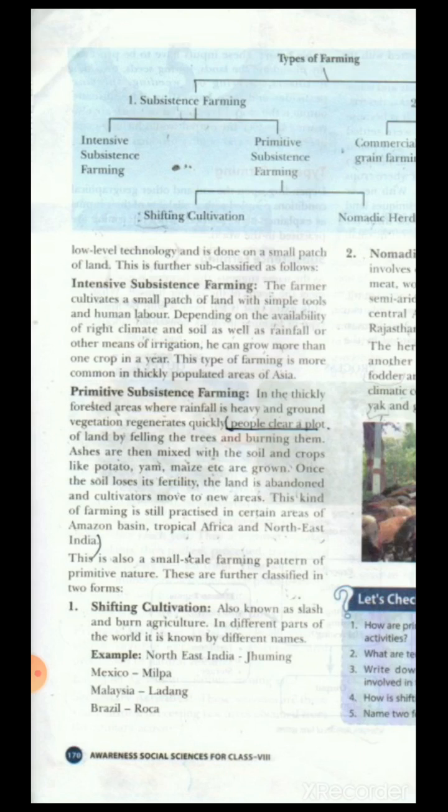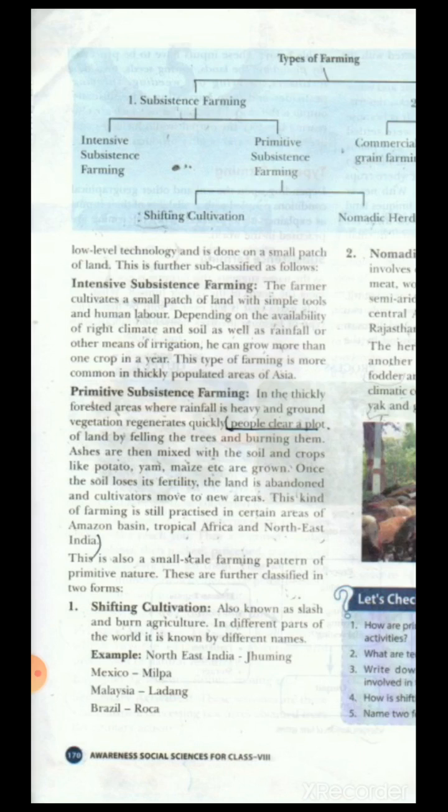Shifting cultivation is known by different names in different areas. It is known as jhuming in India. In Mexico, it is known as milpa. In Malaysia, it is known as ladang. In Brazil, it is known as roca. Shifting cultivation is practiced in the thickly forested areas of the Amazon basin, tropical Africa, parts of Southeast Asia and Northeast India. So, what is shifting cultivation?